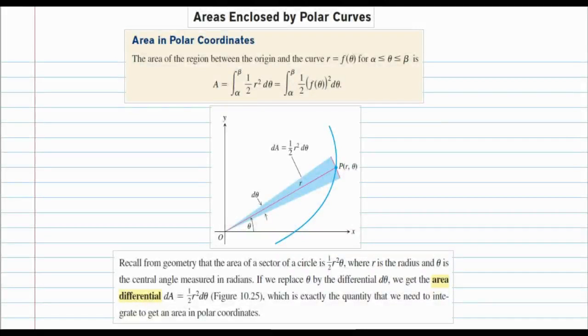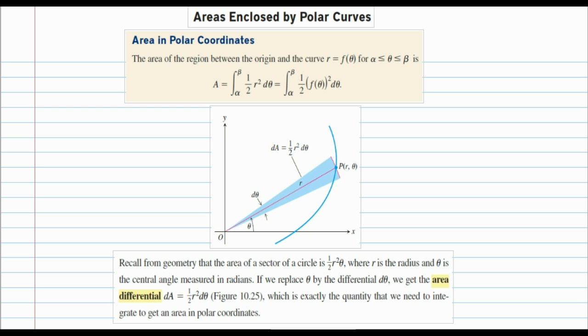This is the screencast for section 10.3, example 6, areas enclosed by polar curves. In the past, we found area by using rectangles. This time, that's not going to help us. We have a rotation here, and you can see the shaded piece looks kind of like a sector. Do you remember those from geometry?